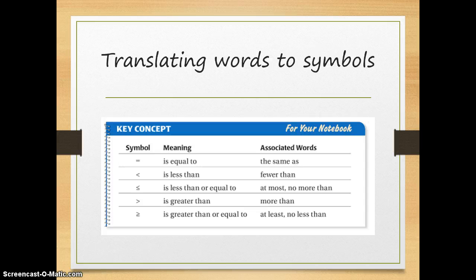Here are the key symbols that we're going to deal with in this lesson. The equal sign is associated with the words the same as. The less than symbol is associated with fewer than. Less than or equal to is associated with at most or no more than. The greater than symbol is associated with more than, and greater than or equal to is associated with at least or no less than.